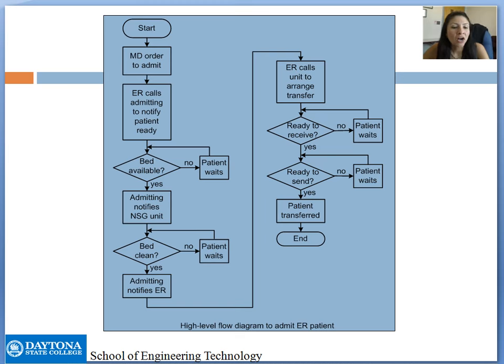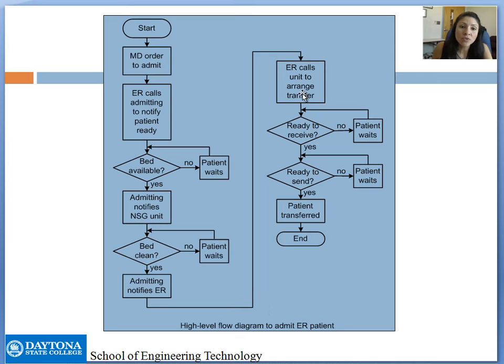So this is an example of a high-level flow diagram to admit emergency patients. This is in the ER. This is the way that it's done. The process starts and the MD orders to admit. Then the ER calls admitting to notify that the patient is ready. If the bed is available, the patient gets admitted. So admitting notifies the NSG unit, which is the nursing unit. And then if the bed is clean, you admit the patient, and admitting notifies the ER.